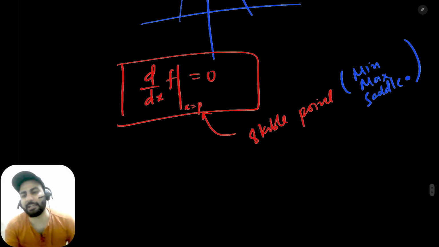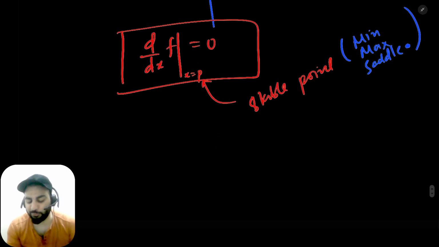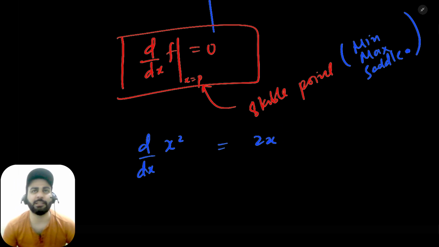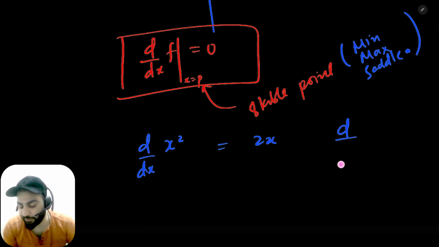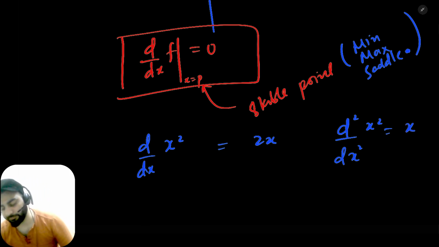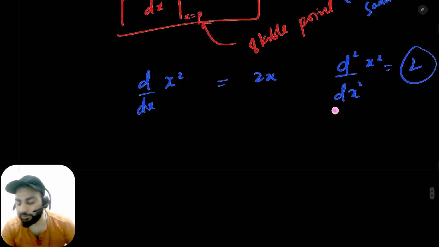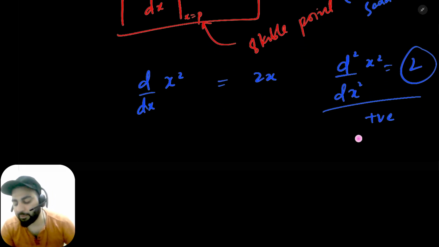So what if I take the second derivative? Okay, what if I take the second derivative now? So I had x square, d by dx of x square, so it was 2x. I know that at x equal to 0, this function attains a stable point. But I don't know if it is a minimum or a maximum. So if I take the double derivative now, d by dx square of x square, that will be 2, because this x will be gone. Now you see that this 2 is positive. If the double derivative is positive, then we have what is called a minima. We will have a minimum point.